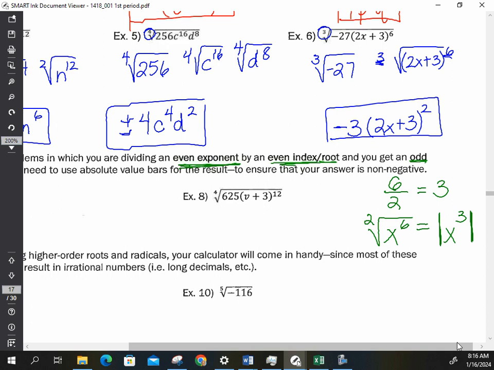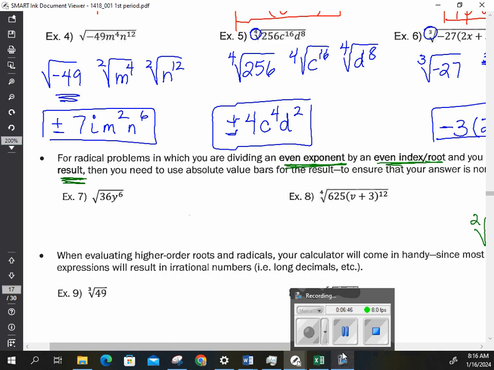So even exponent, even index, and you get an odd answer. Not overly difficult, just something you have to pay attention to. Now, that only goes around the variables. The numbers are fine. The numbers still work the way they work. So let's take a look at examples 7 and 8.